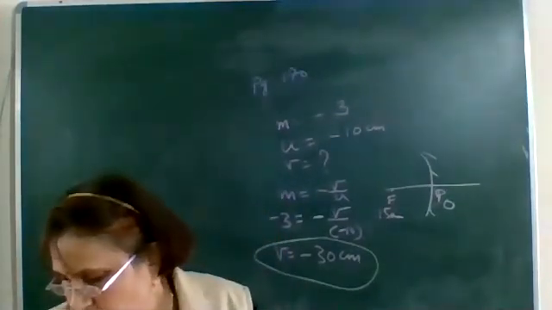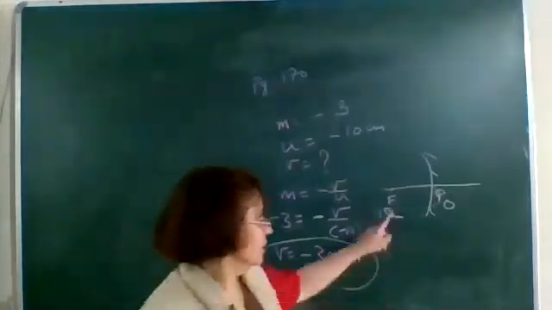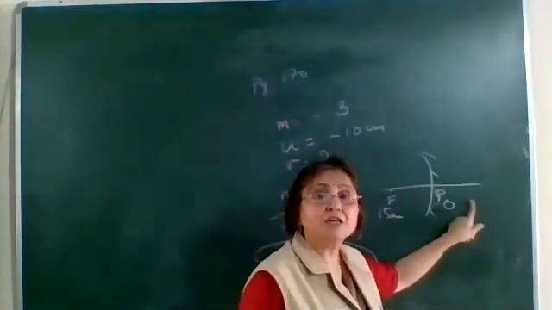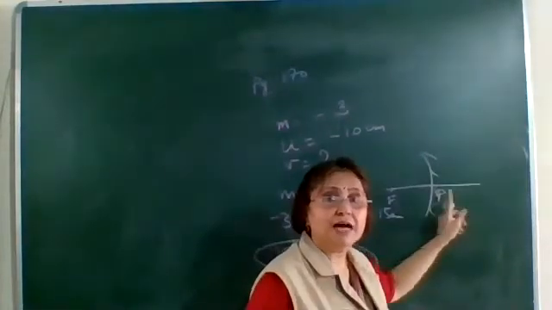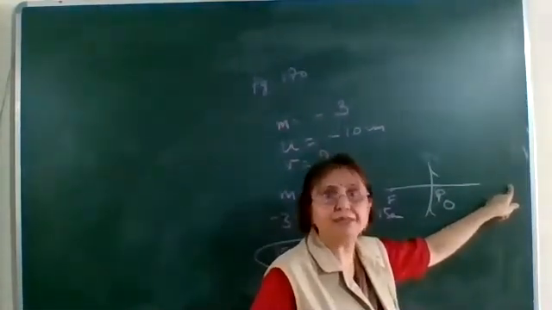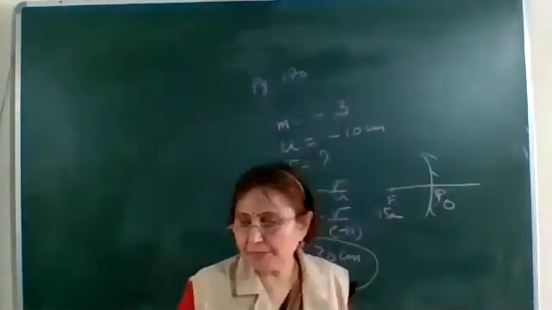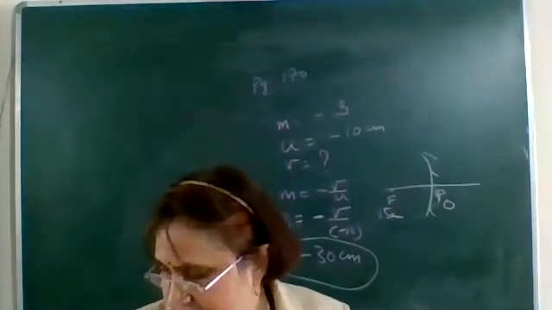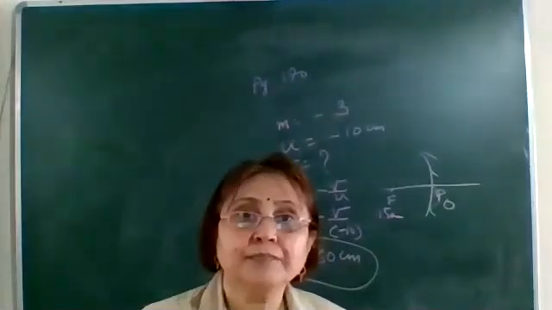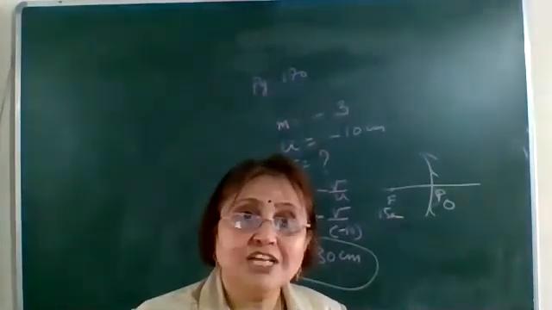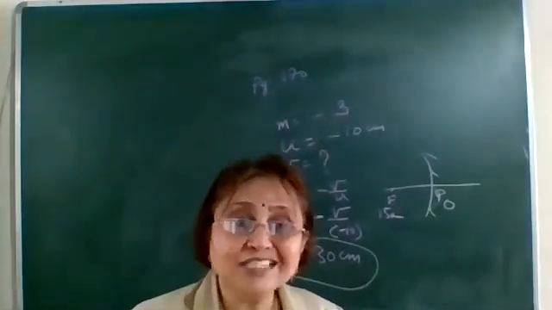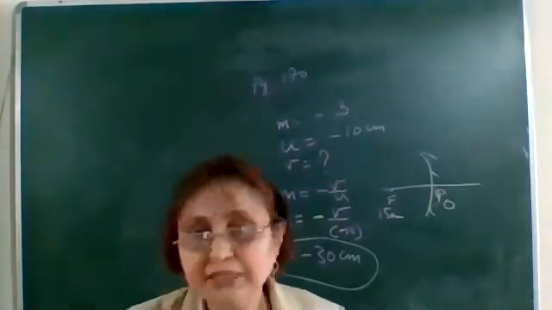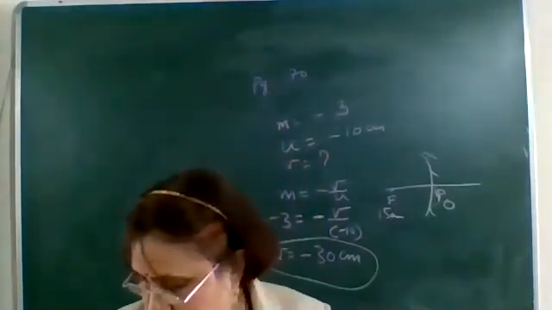And then it is asked, what is the nature of the image? Whenever the object is placed between pole and focus, the image formed is virtual and erect. And where is it formed? Behind the mirror. Next it is asked, is the image larger or smaller than the object? The image is bigger than the object. The image is an enlarged image. So the size of the image will be bigger than the object. The ray diagram we have already drawn.